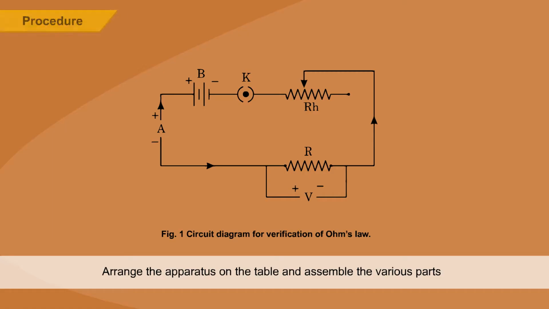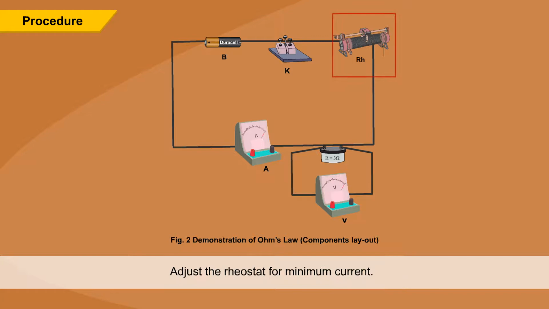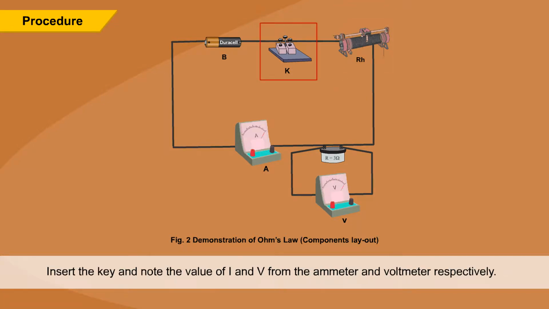Procedure. Arrange the apparatus on the table and assemble the various parts according to the above circuit diagram as in figure 1. Components layout of this experiment is shown in the figure 2. Adjust the rheostat for minimum current. Insert the key and note the value of I and V from the ammeter and voltmeter respectively.